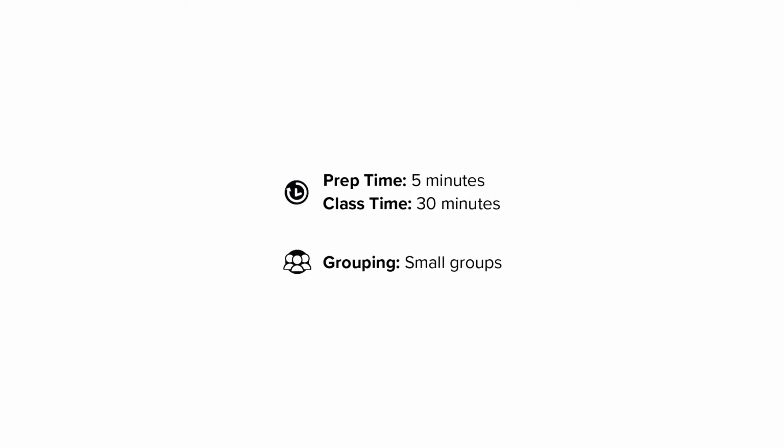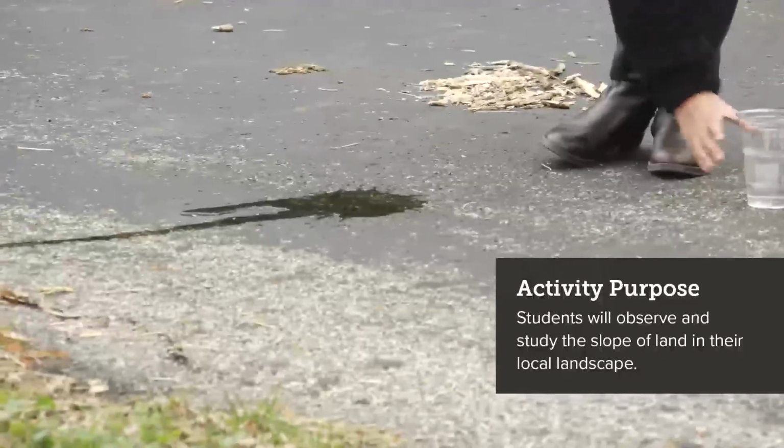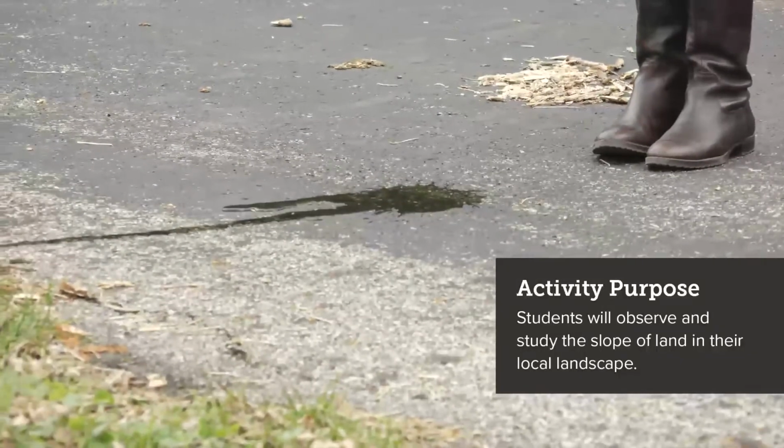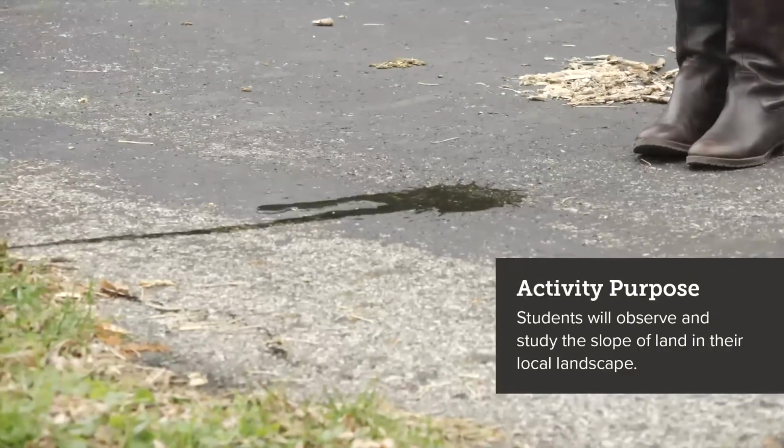This inquiry preview will help you prepare the Observe Land activity. This hands-on activity requires 5 minutes of prep time, takes 30 minutes to complete, and works best when students are placed in small groups. The purpose of this activity is for students to observe and study the slope of land in their local landscape.